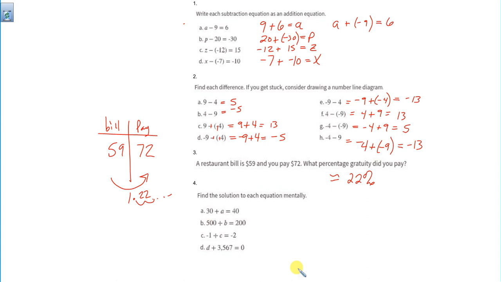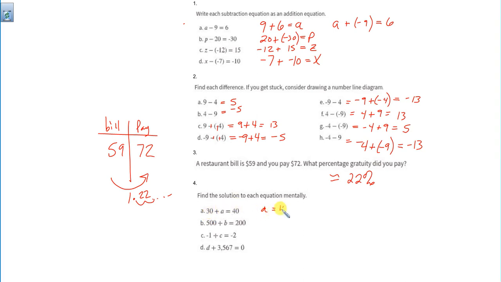Alright, last question on the first page of your homework. We got to find the solution to each one of these. It wants us to do it mentally, so I think it really wants us to revert back to the opposite of what we were doing up here, you know. And so mentally we could think of this, I think, just simple. What number can I add to 30 to get 40?